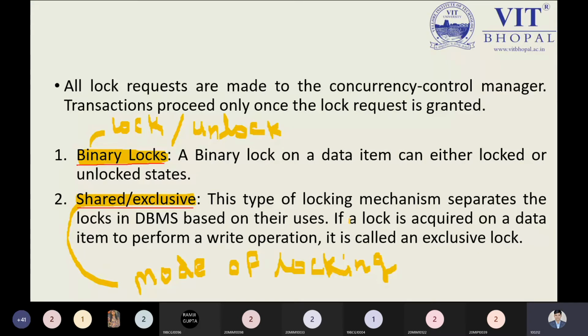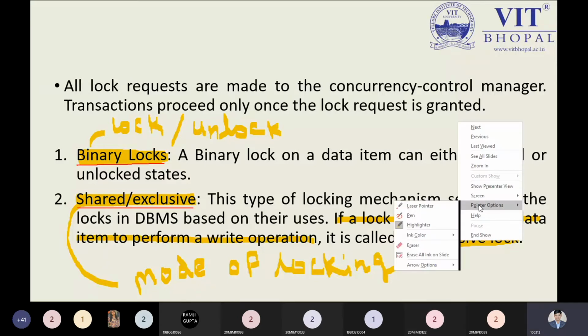So please underline, sorry, I'm highlighting this point. If a lock is acquired on the data item to perform a write operation, then it is called the exclusive lock. So it means we have two types of mode over here. First one is shared and the second is exclusive.